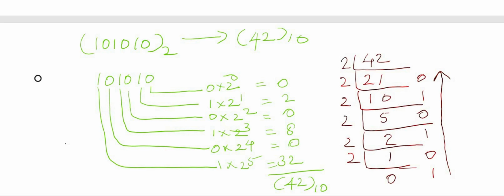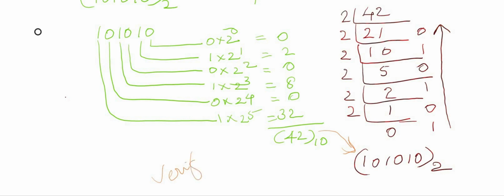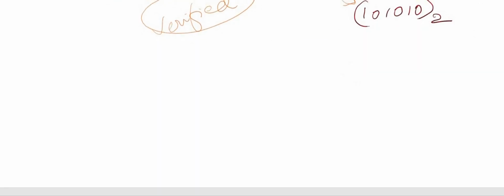That number we can write here 101010 binary. So binary equivalent for 42 is 101010. So we have verified. Let's do one more example.